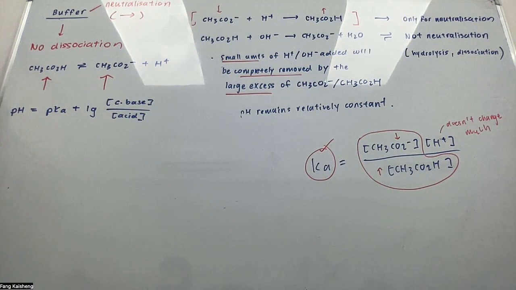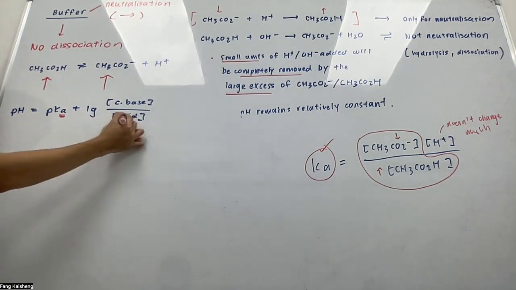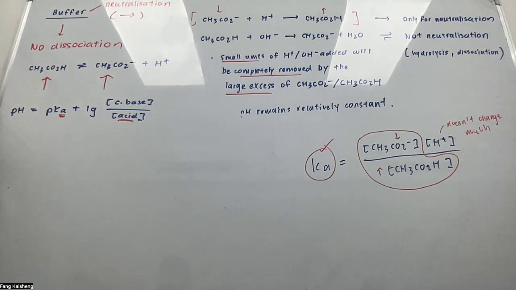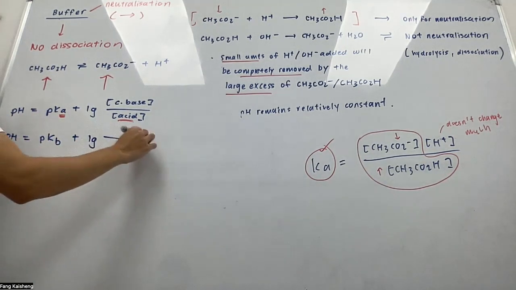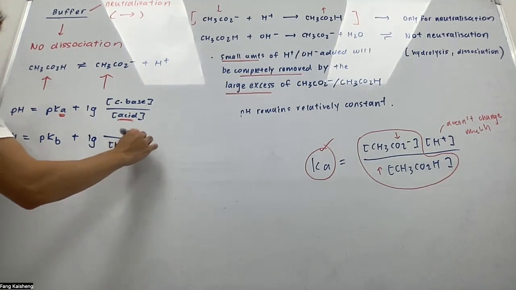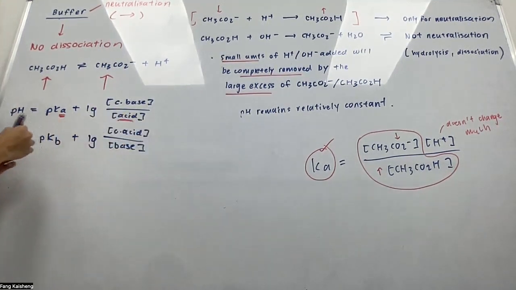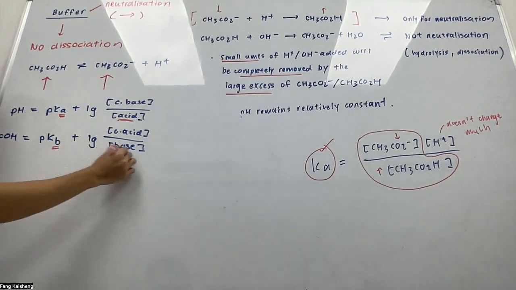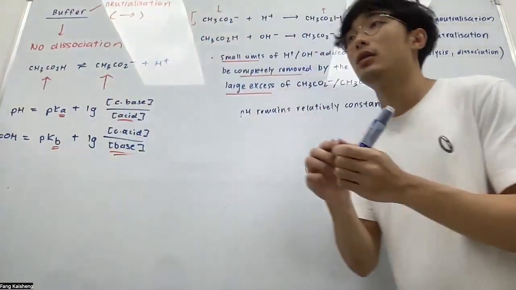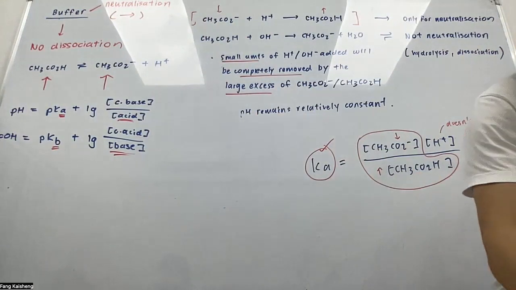Now, how do you memorize this? If it's Ka, the acid must be below, and the salt is on top. If it's pOH, then it's pKb. And where's the base? Top or bottom? Just the same as before, the base is at the bottom as well, which means the salt is on top. Try to memorize this one. We're going to use this for calculations.